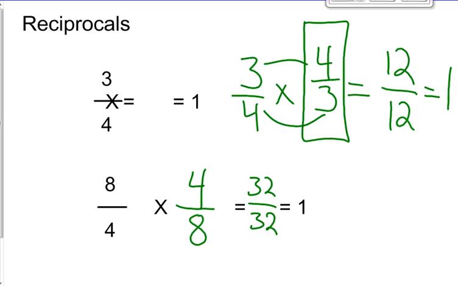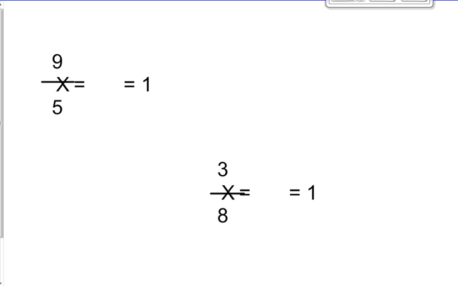So our LCM is going to help us add and subtract. Our reciprocal is going to be important, especially when we get into dividing fractions. And so we have these ideas.